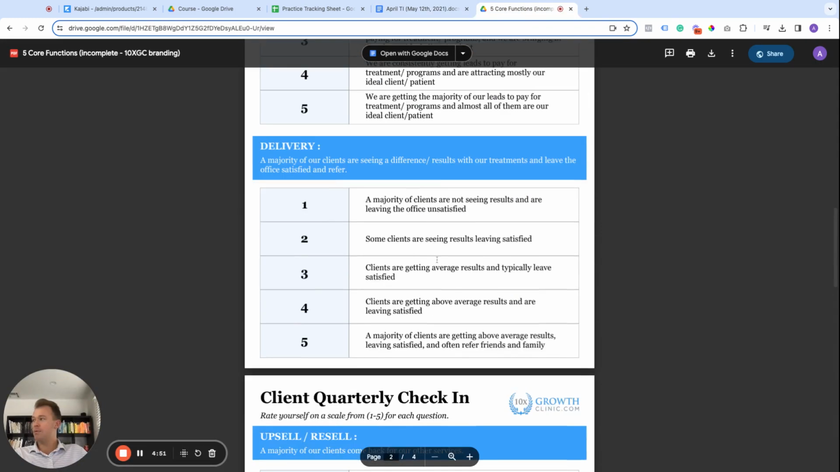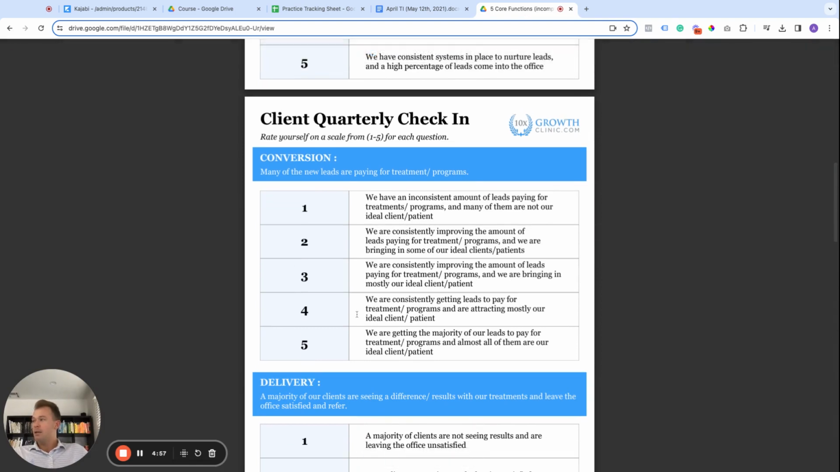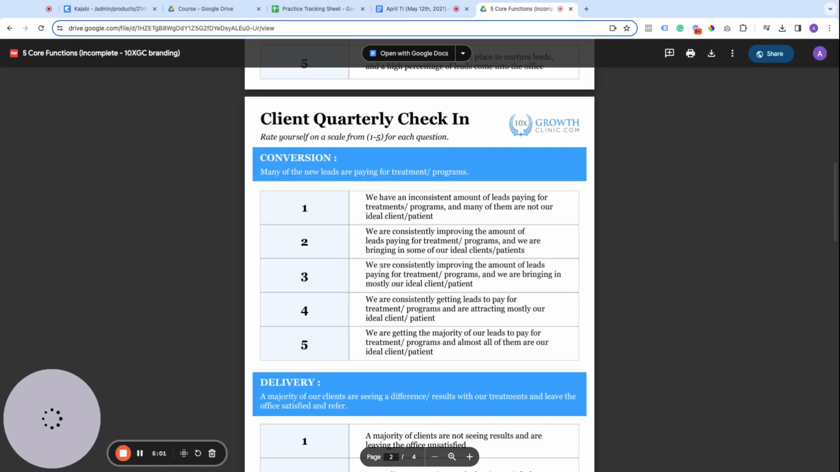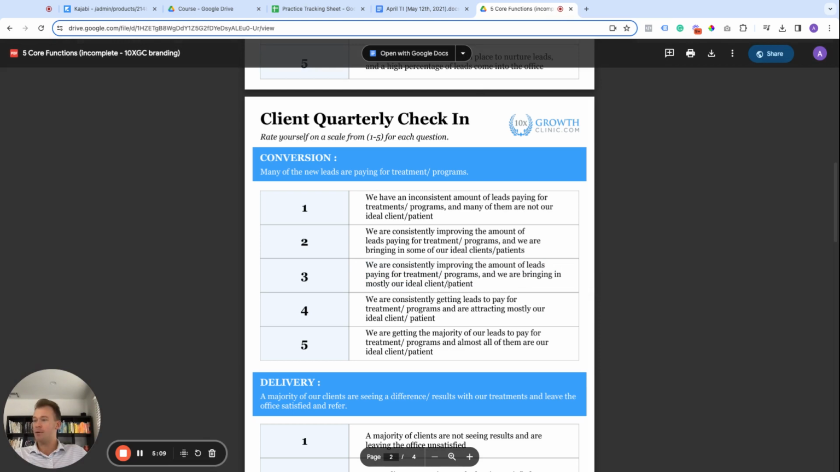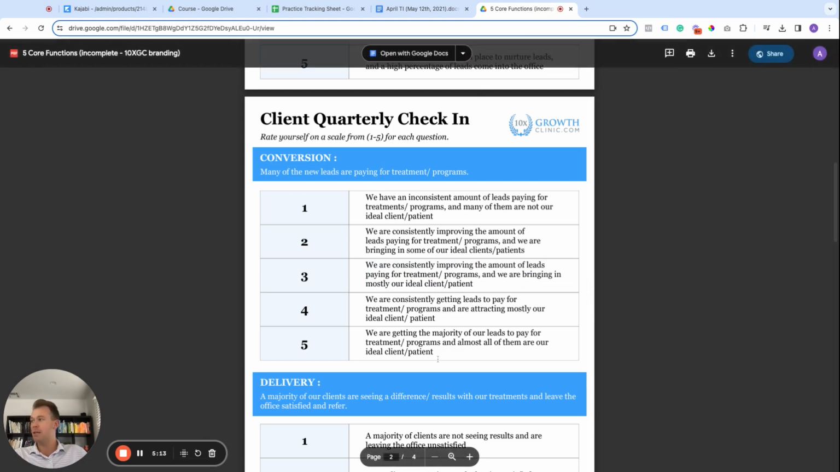So as we keep going through, conversion: many of the new leads are paying for treatment/programs. We said we were a 3. So that would have been, we are consistently improving the amount of leads paying for treatment programs, and we are bringing in mostly your ideal client/patient. So again, you're going to go through these, read them aloud, and subjectively decide as a team which one of these stages you feel like you're in.